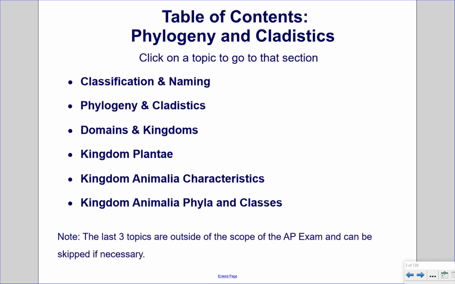Table of Contents, Phylogeny and Cladistics. In this unit, we will discuss topics including classification and naming, phylogeny and cladistics, domains and kingdoms, kingdom Plantae, kingdom Animalia characteristics, and kingdom Animalia phyla and classes. Note, the last three topics are outside the scope of the AP exam and can be skipped if necessary.